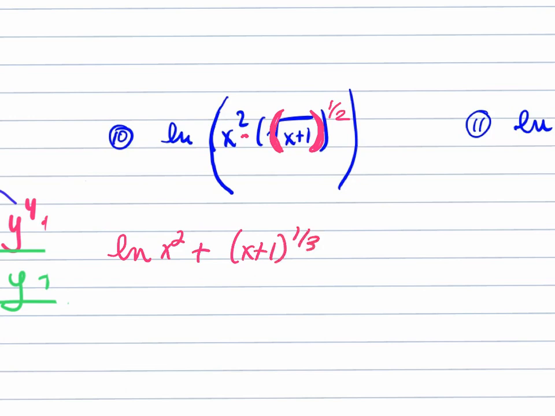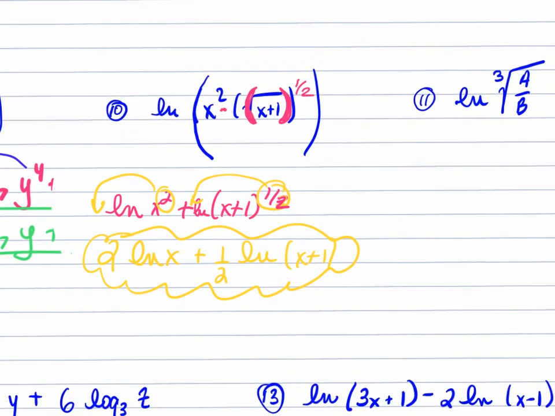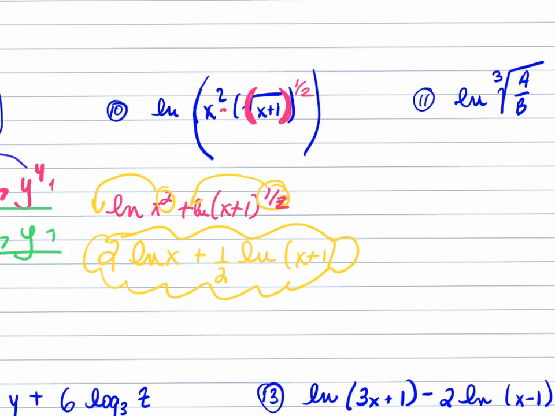Whoops, I forgot my ln, didn't I? Everything gets its own ln, remember. So now I see exponents. What do I do with exponents? I bring them out in front. So this is 2 ln of x. Shouldn't it be 1/2 and not 1/3? Oh yeah, I put that because the last problem was, but you're right. Thank you. So then I have 1/2 ln of x plus 1. And you have to put the parentheses, yes, because it's that whole expression.